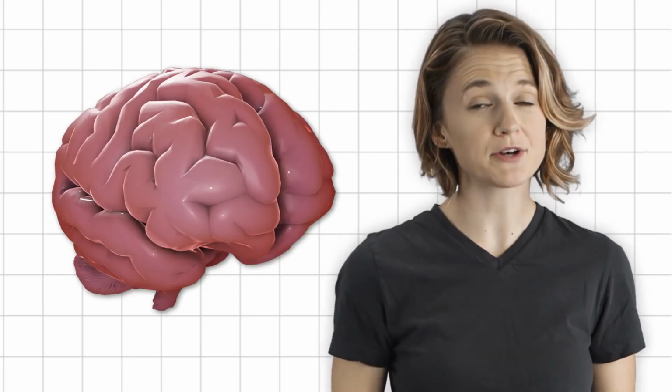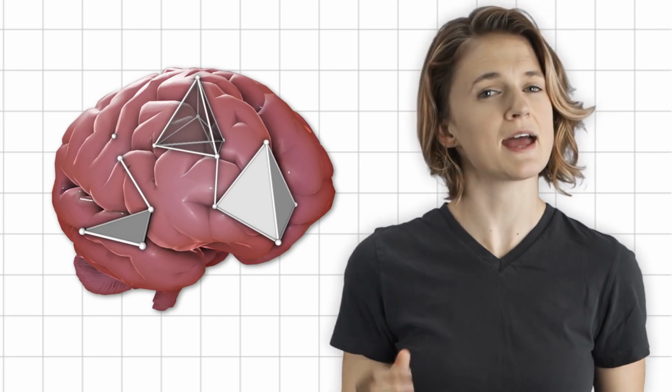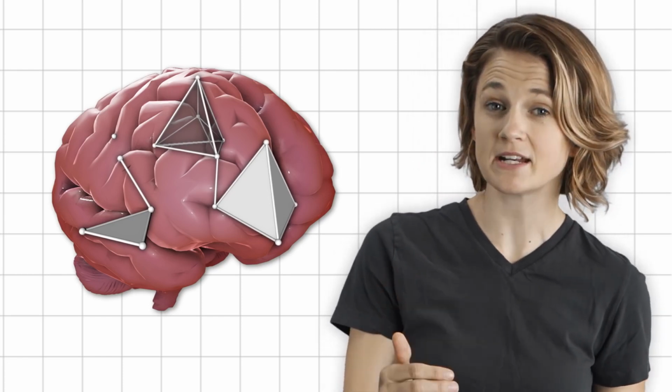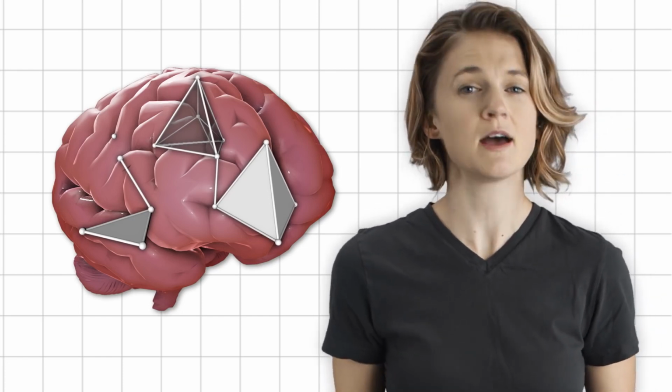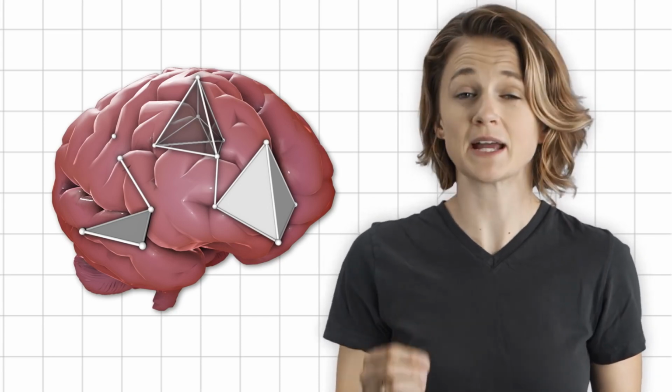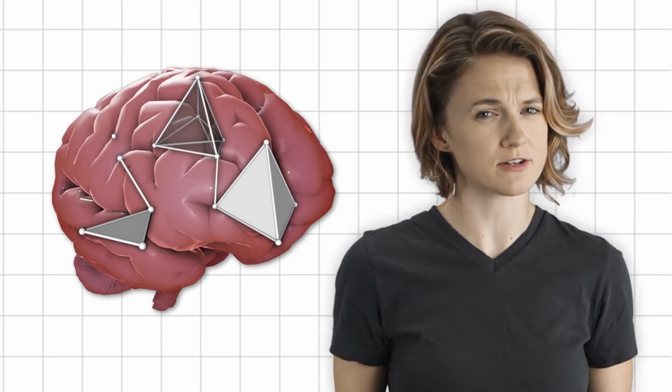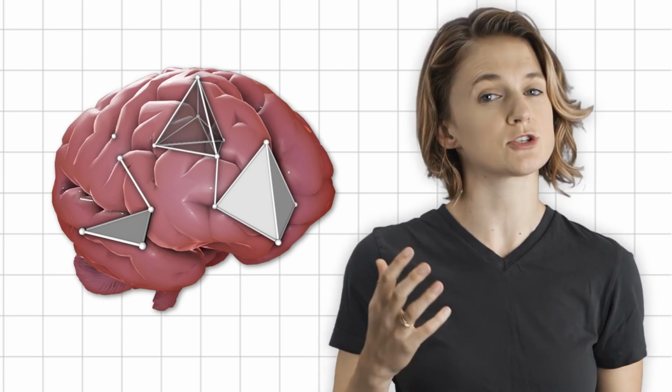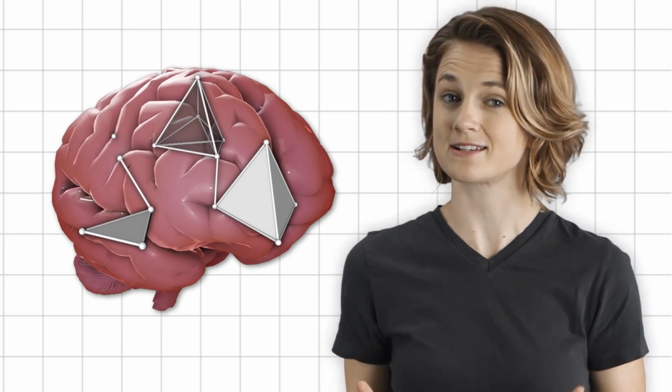Your brain can be modeled as a simplicial complex, and algebraic topology can tell us the Betti numbers of that simplicial complex. Amazingly, this perspective might help bring us one step closer to understanding the connection between the structure of neural connections and their function.